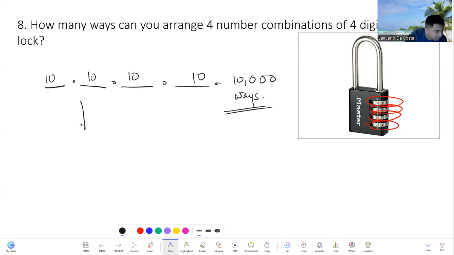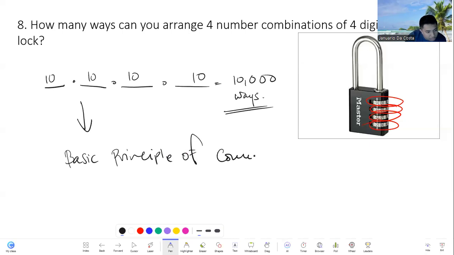Basic principle of counting rules. If one event occurs in m ways and another event occurs in n ways, then together all the possible ways is simply m times n ways.